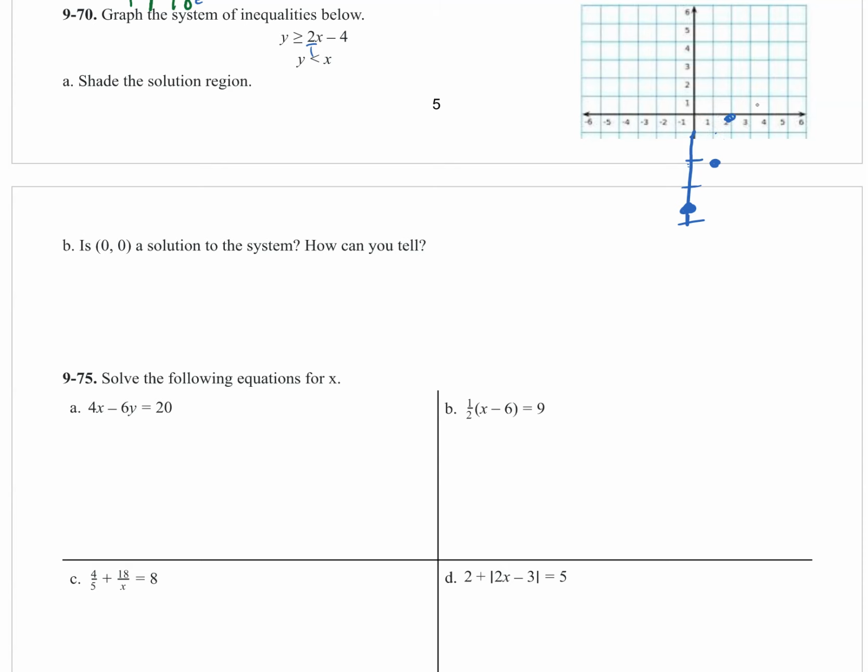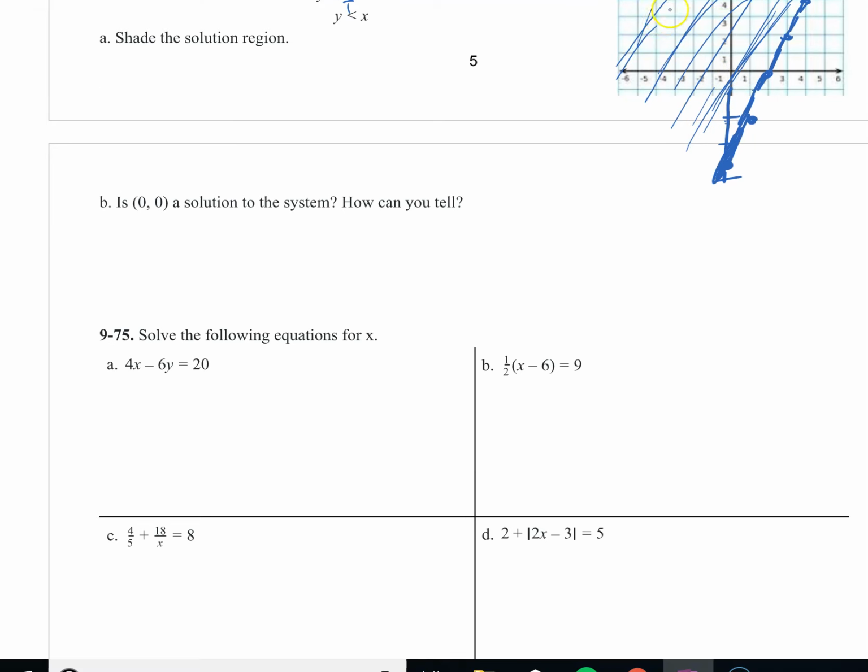Recall this is an equation of a line, so it will not be curved. It will be a straight line. Greater than or equal to, that means a solid line. And greater than means shade above. I'm going to shade very lightly for now.